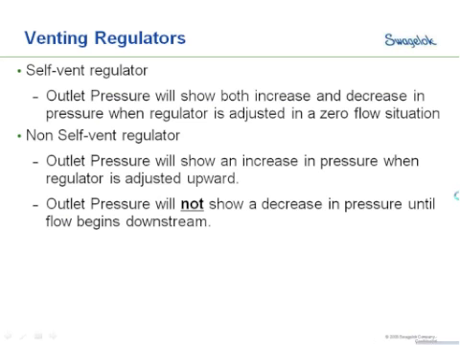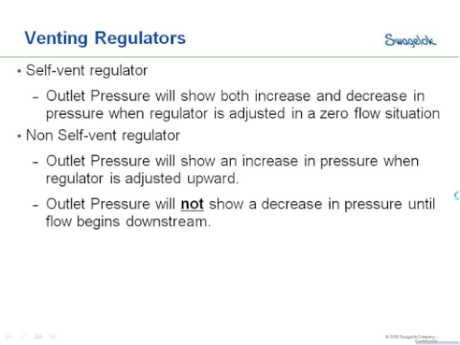Another consideration is going to be whether you want a venting regulator or not. A self-venting regulator will allow you to adjust the outlet pressure and either increase or decrease that outlet pressure in a zero flow situation. So you have no demand downstream, but you're still able to increase and decrease the pressure at the regulator.